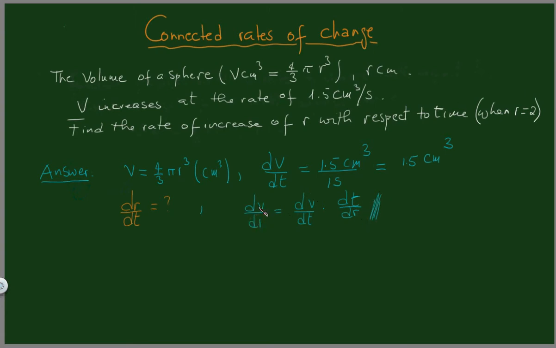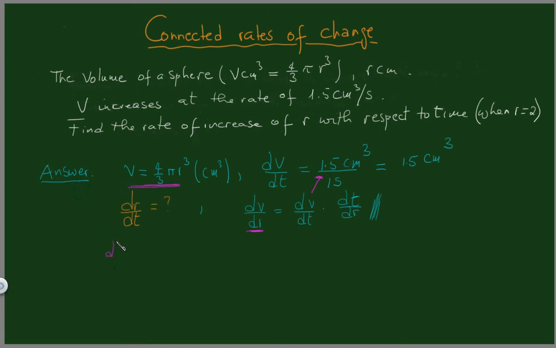The derivative of V with respect to r, we don't have it, but we can find it by differentiating this expression with respect to r. The dV/dt we already have: it's 1.5, and it remains. So let us differentiate this one here. Let's continue in the same color. We're going to derive.